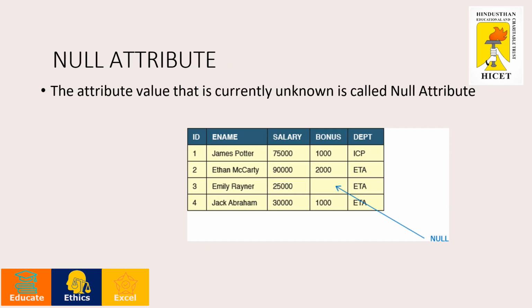Null attribute. A particular column or a particular cell which does not have any value is called a null attribute. So the attribute that is currently not known to you right now is called a null attribute. In this particular table, Emily Rayner's bonus is not known, and so we call it a null attribute.